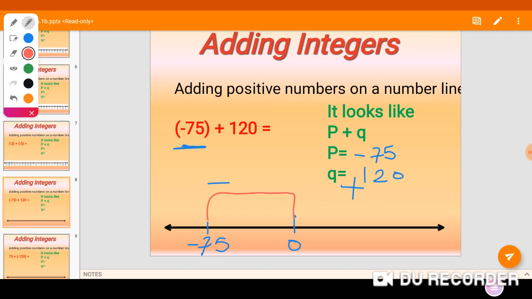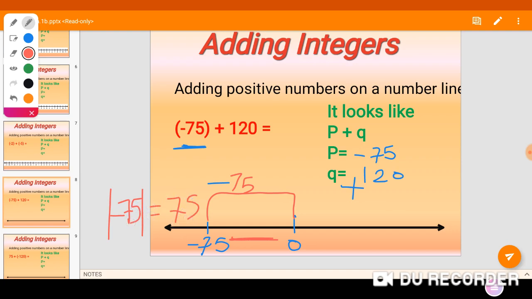How many values did I count? Yes, I counted 75, because the distance between 0 and 75 here is 75. What is this distance called? Yes, it's called the absolute value of negative 75, which is equal to 75.